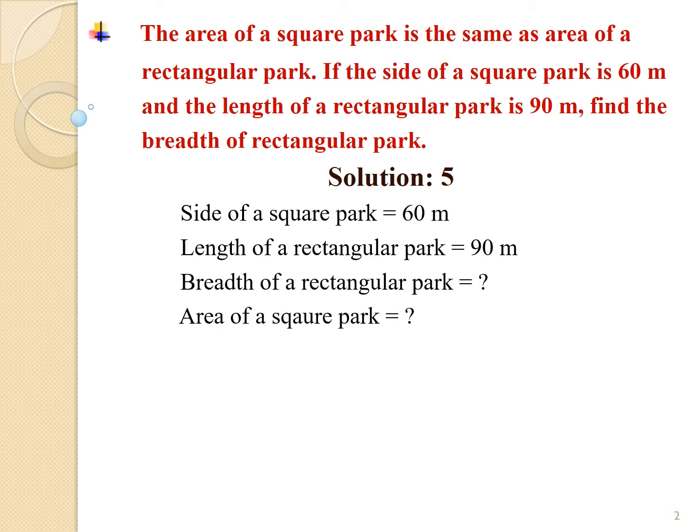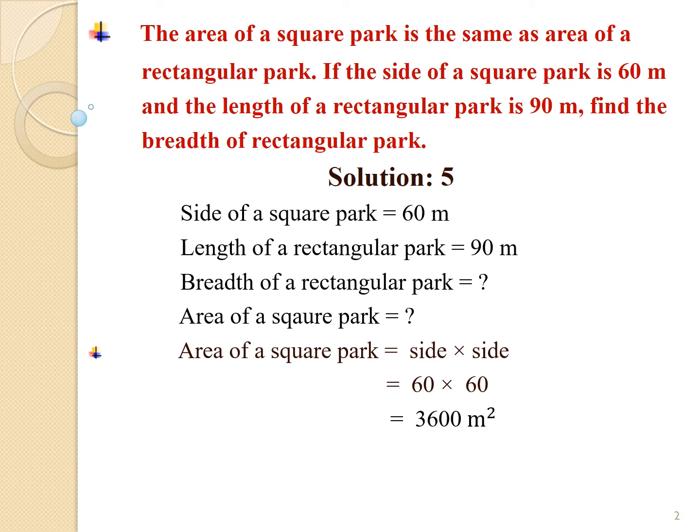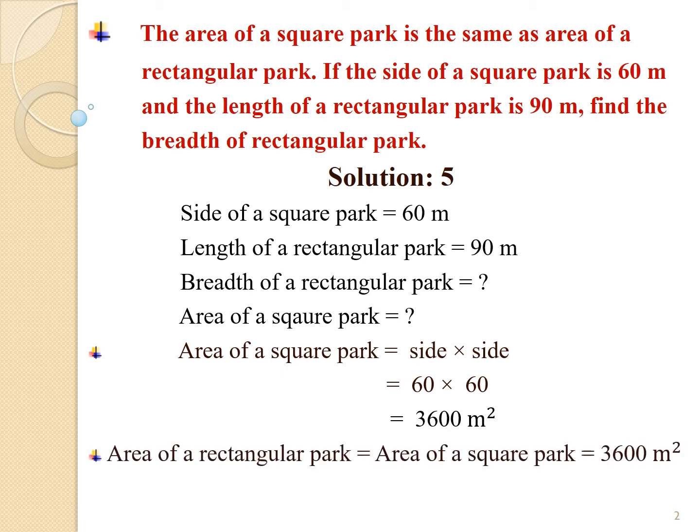Thus, area of a square park is equal to side into side, which is equal to 60 into 60. Now, multiplying 6 by 6 and placing 2 zeros to the product, we get 3600. Thus, area of a square park is 3600 square meters. Students, we know that area of a square park equals area of a rectangular park. Thus, area of a rectangular park is 3600 square meters.